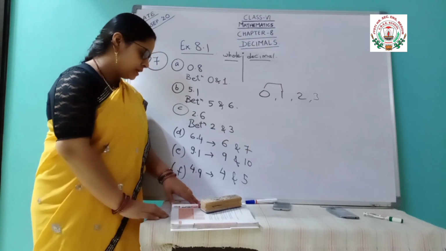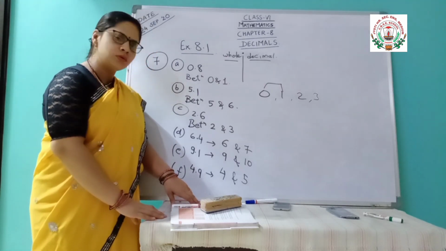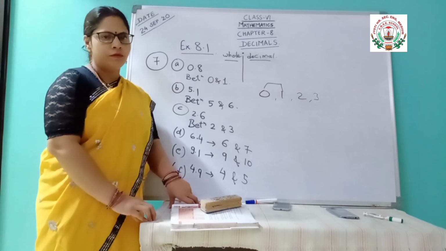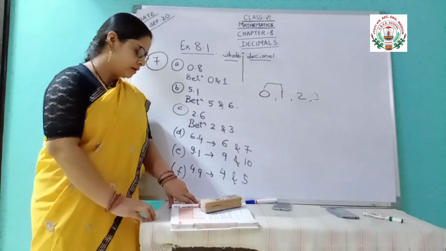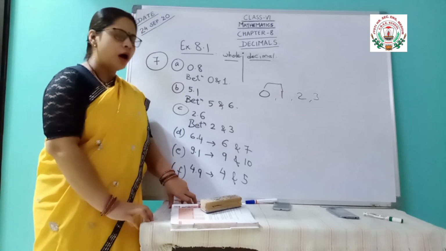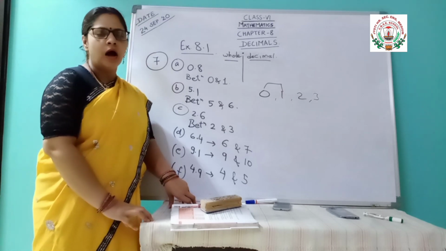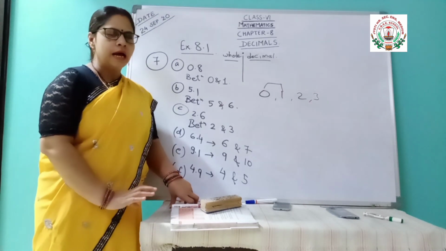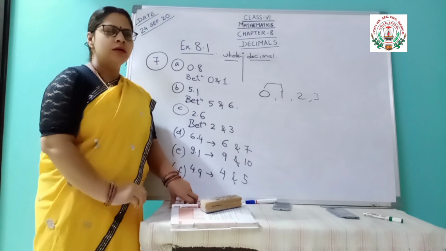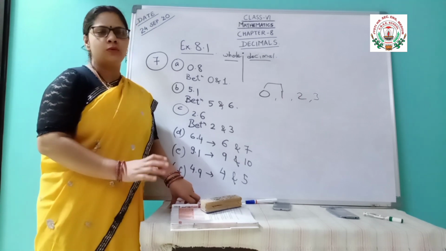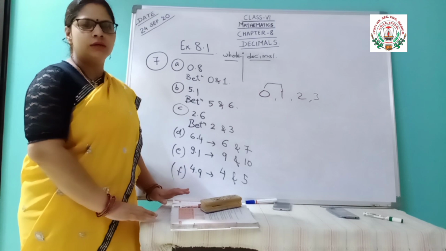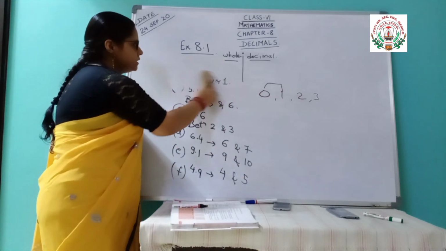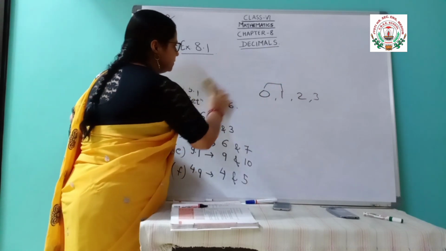The next question is, show the following numbers on the number line. Showing on the number line means definitely you have to draw the number line here. Now how we will draw the number line and how many markings we have to do between the two given numbers, that is the main important thing. If you understand that, then easily you can draw the number line and you can plot the decimal numbers over that number line. So just see the first part of that.